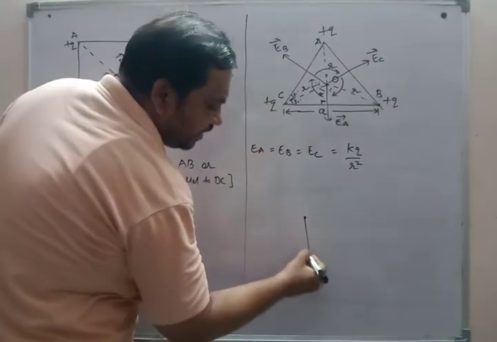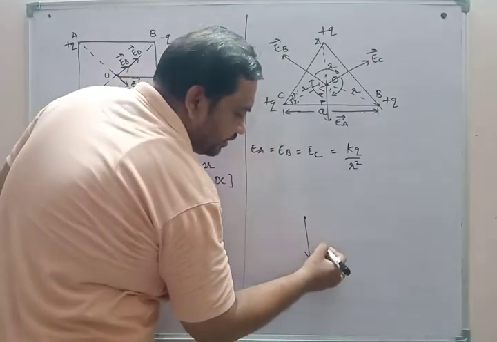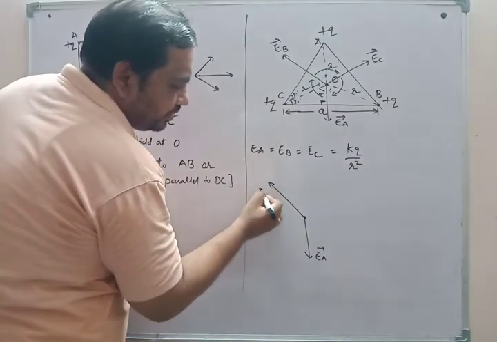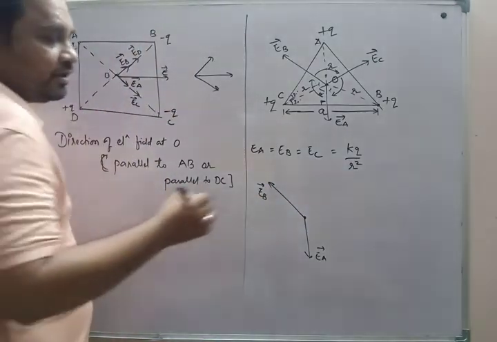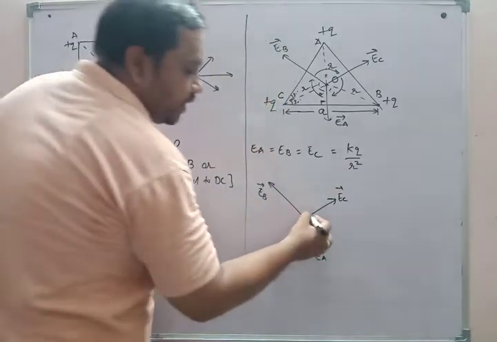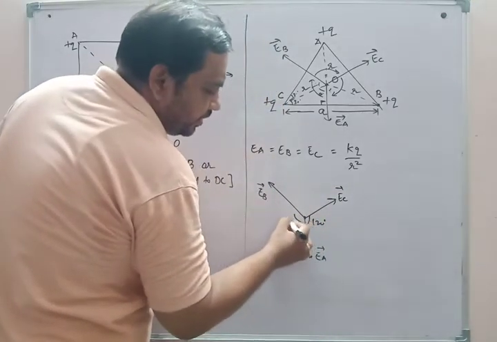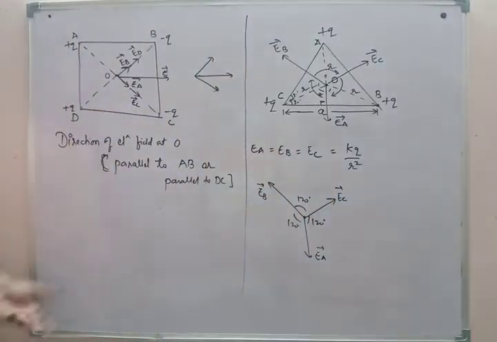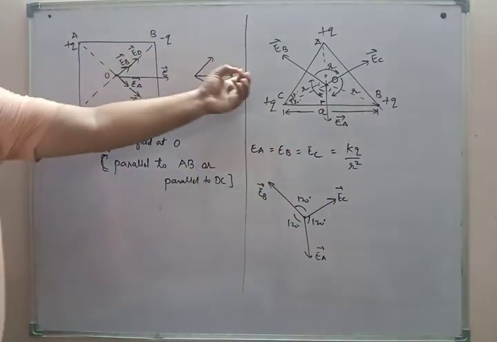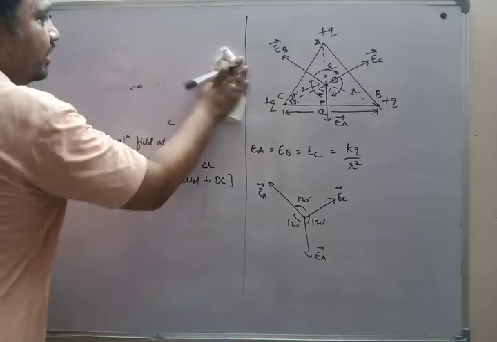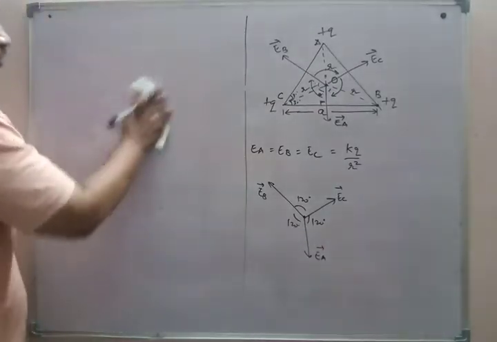Easily we can understand that if this is vector EA, this one is vector EB, and this one is vector EC, then the angle over here between any two vectors is 120 degrees. Simple geometry it is, you can easily understand. And now we need to find out, of course, the net electric field.